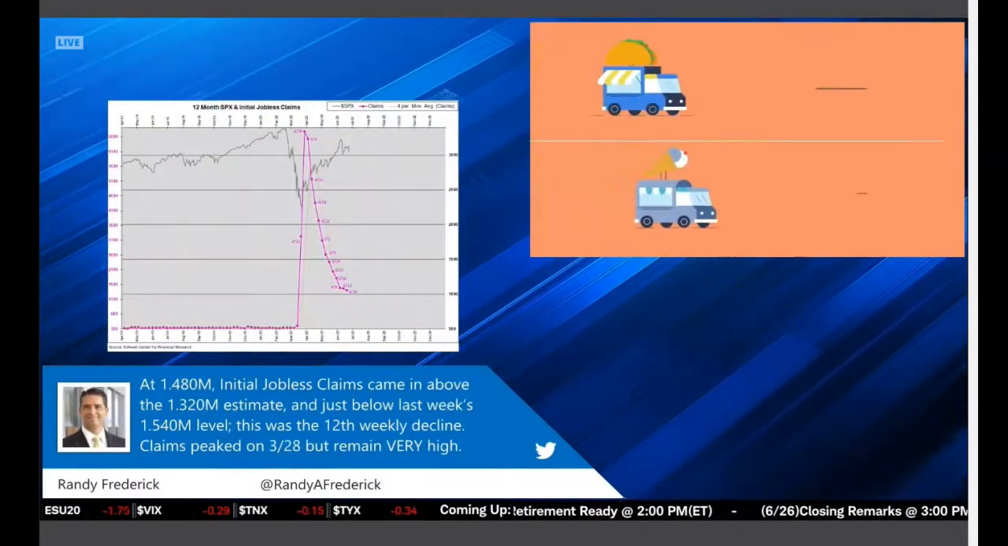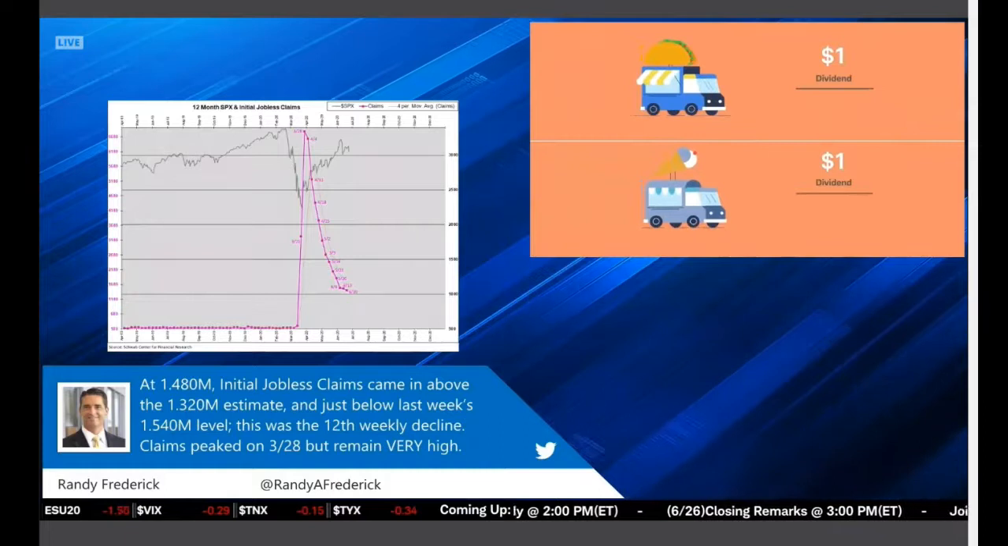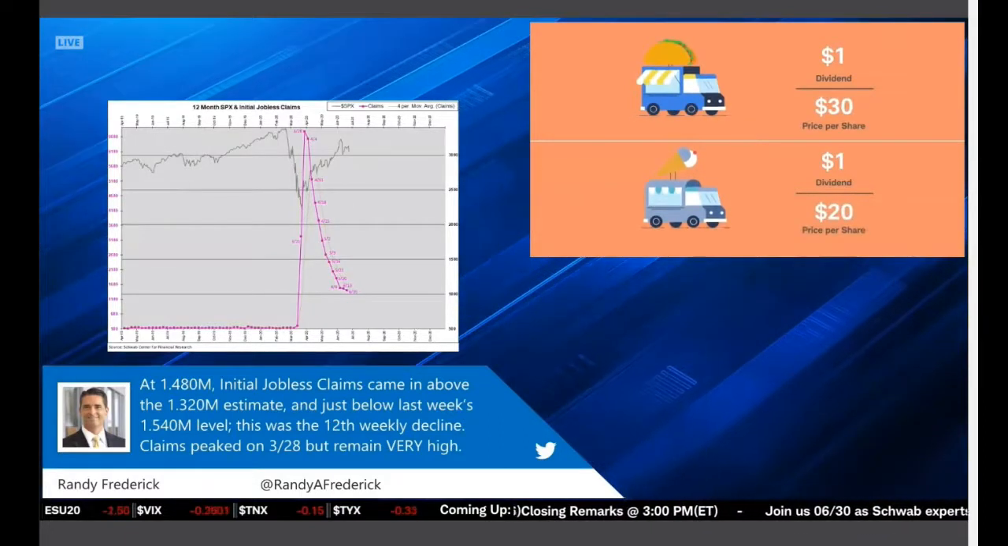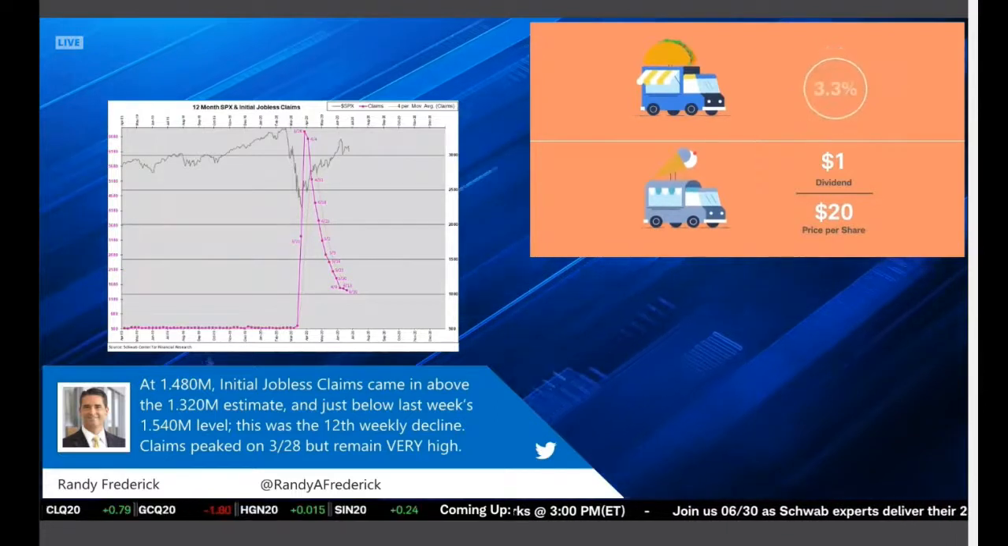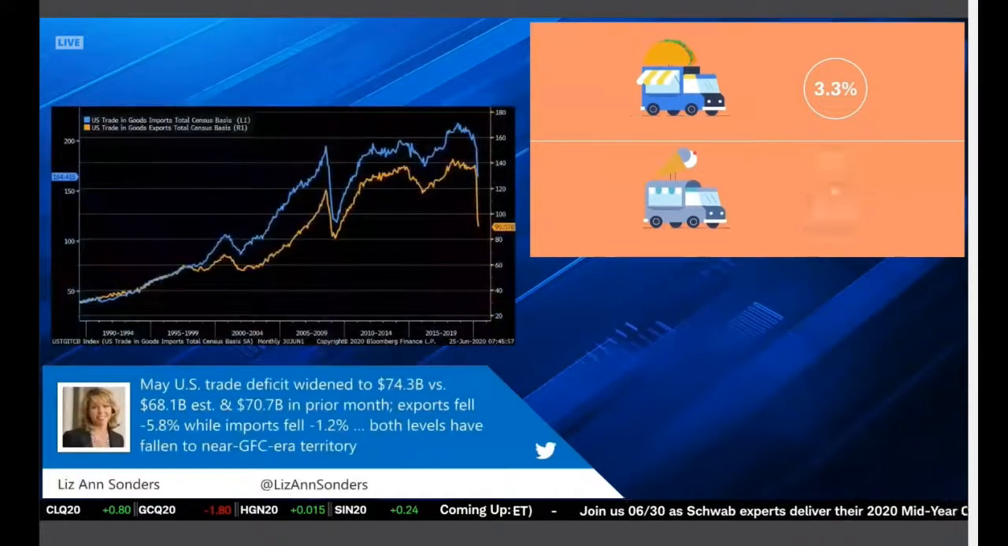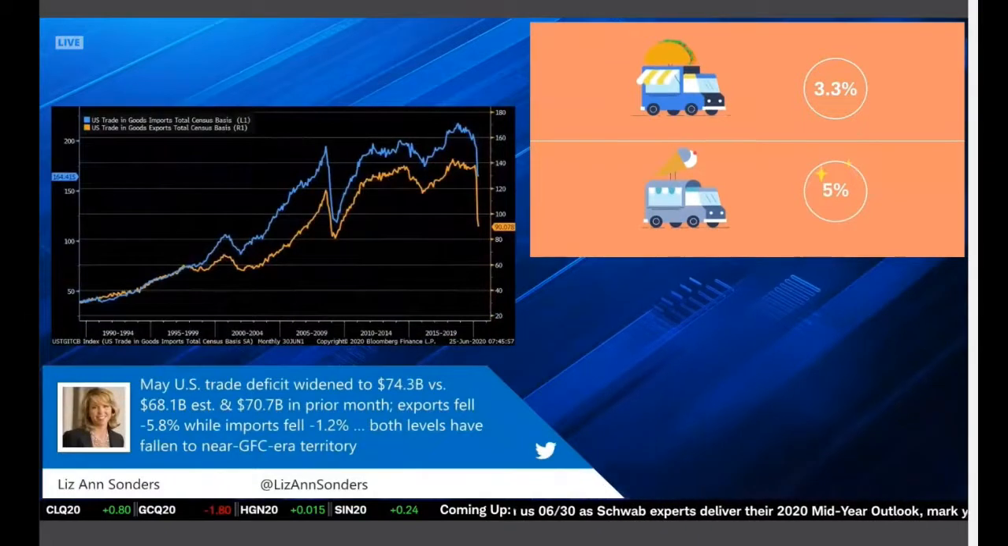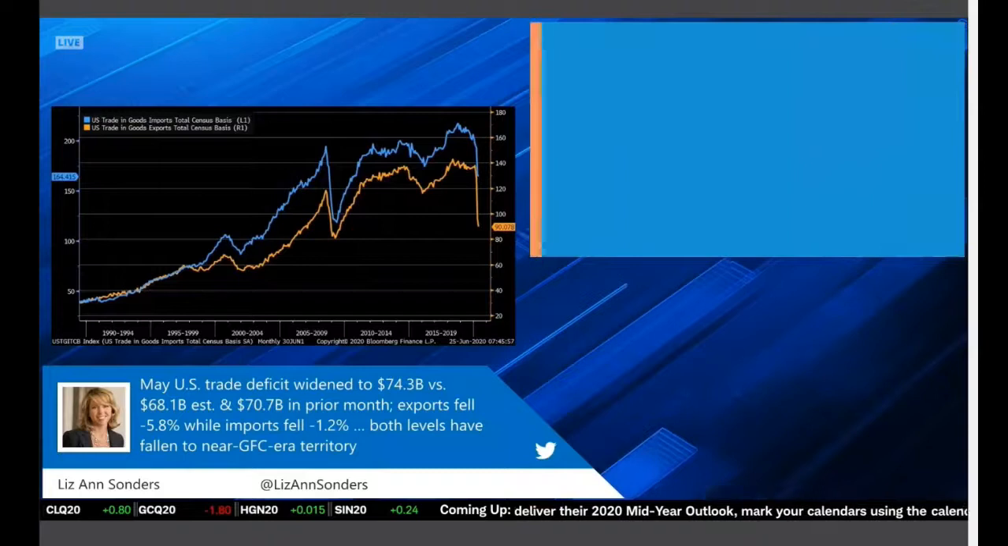Take two companies that both pay $1 per share. One stock price is at $30 and the other at $20. The first company's dividend yield is 3.3% and the other's is 5%. The company with the higher yield looks like a better investment because it shows a 5% return.